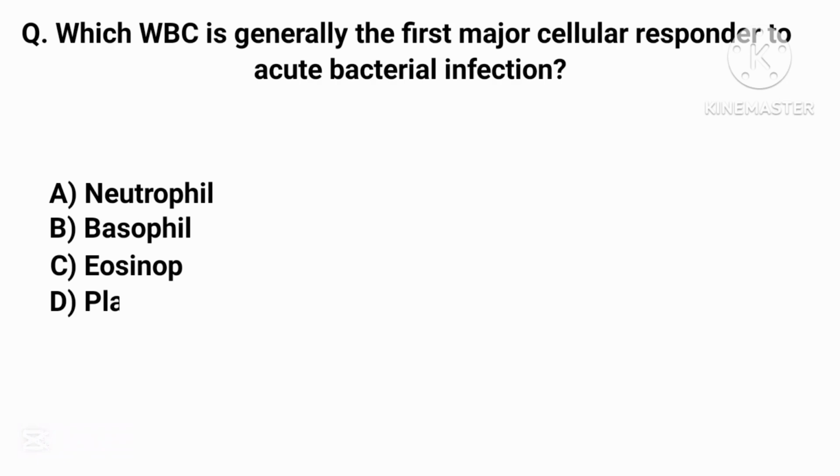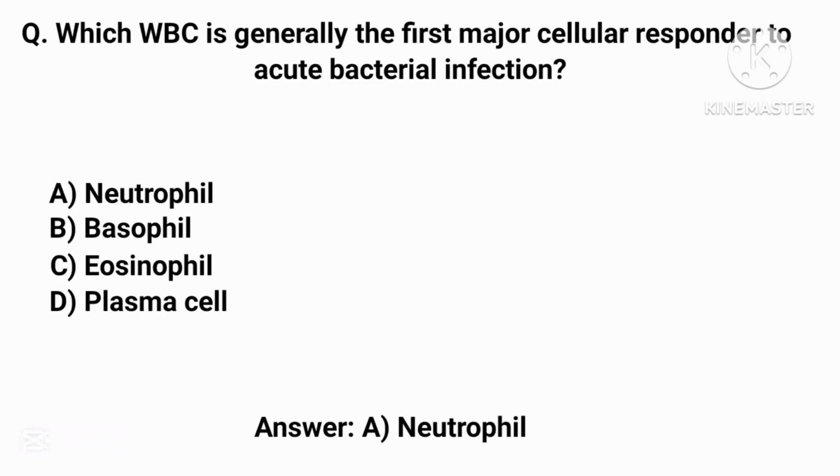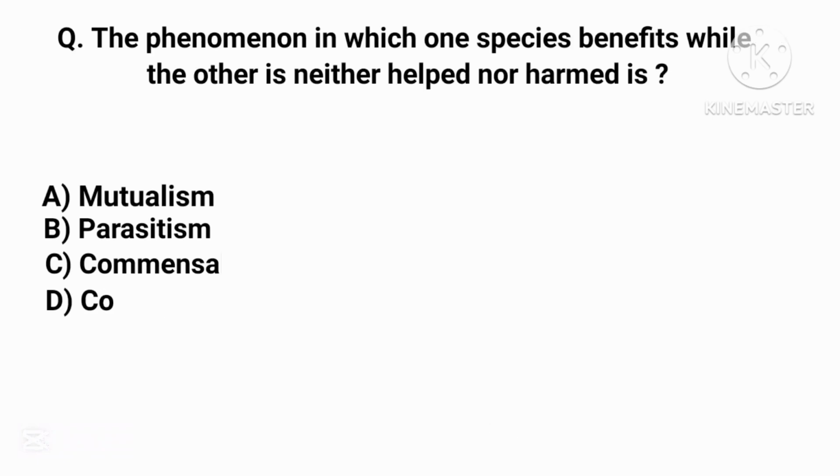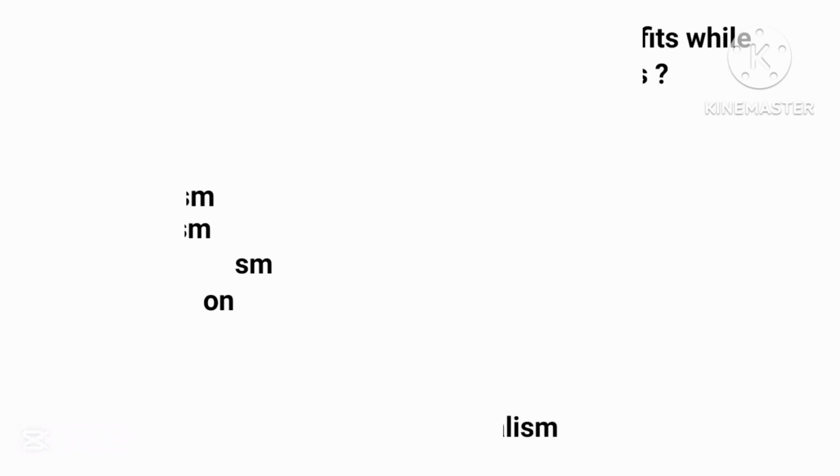Which white blood cell is generally the first major cellular responder to acute bacterial infection? Correct answer is option A, neutrophil. The phenomenon in which one species benefits while the other is neither helped nor harmed is? Correct answer is option C, commensalism.